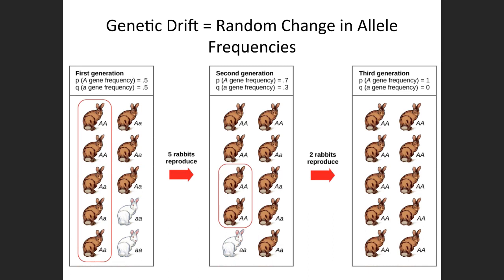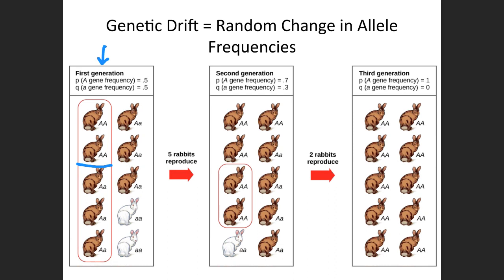Okay, so here's an example of drift. We've got these rabbits, and in the initial population, the first generation on the left here, the frequency of alleles is 50% big A, 50% little a. So some individuals are homozygous dominant, only 2 of them, 6 of them are heterozygotes, and 2 of them are homozygous recessive. But half are big A, half are little a.